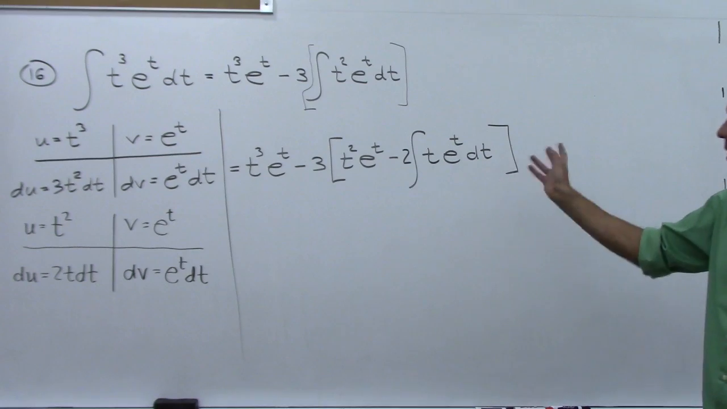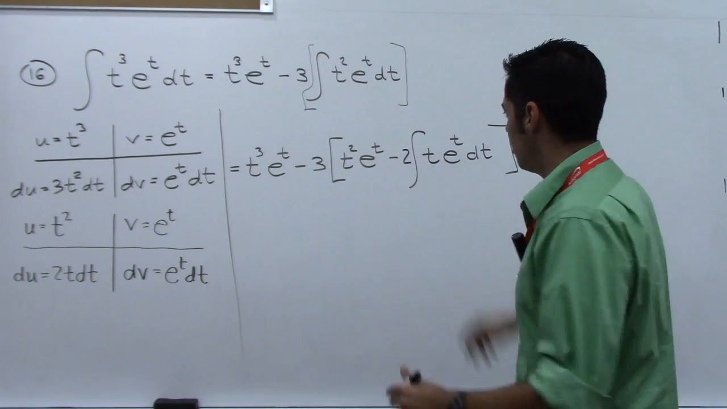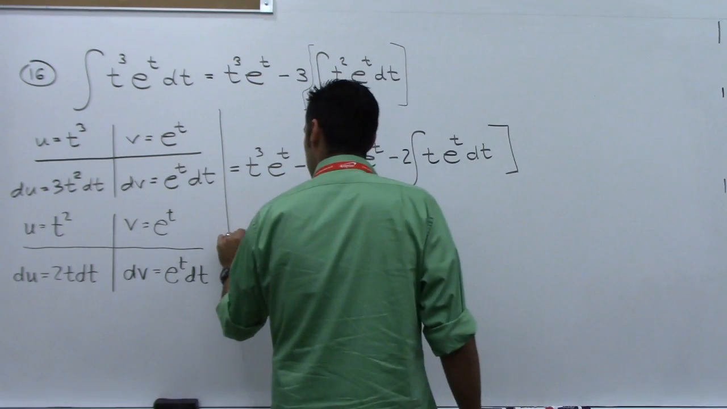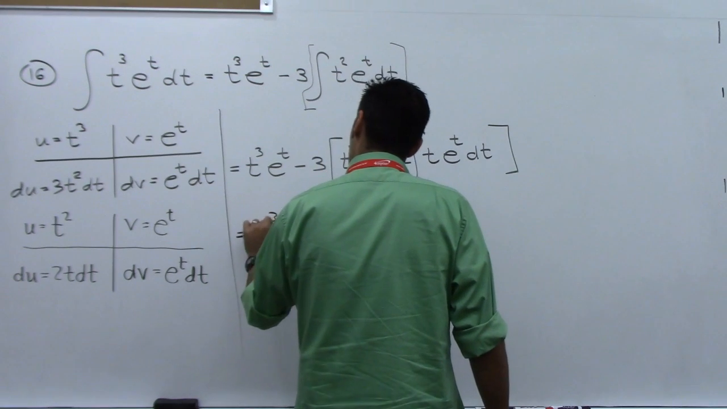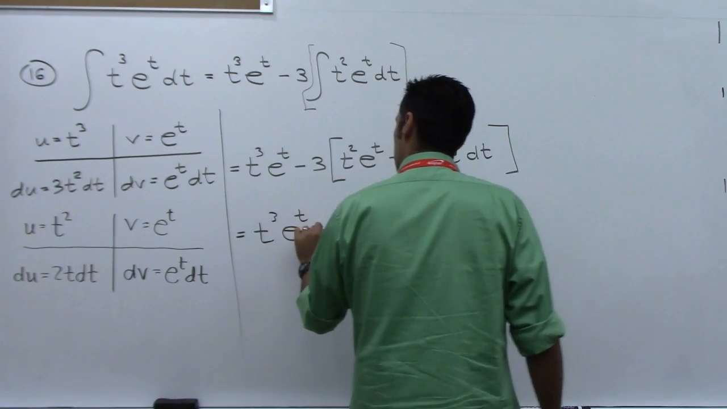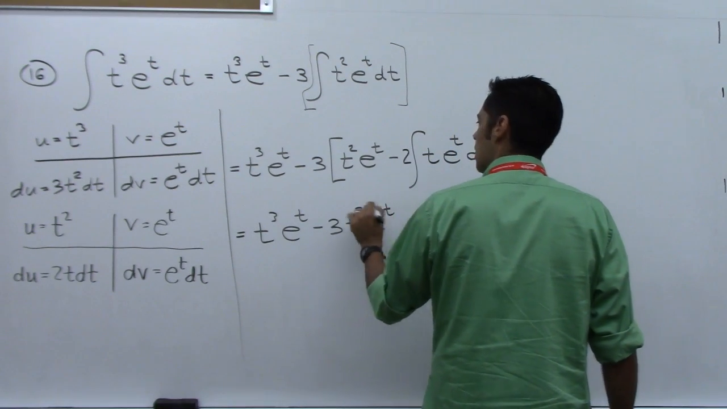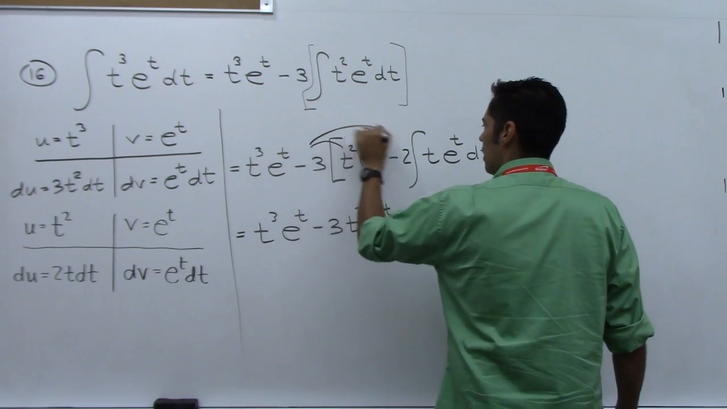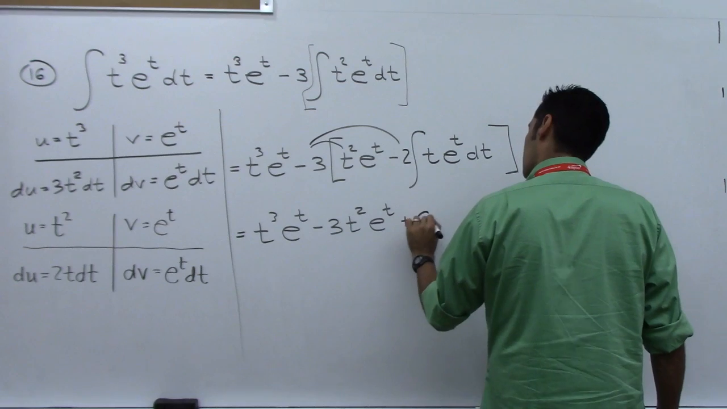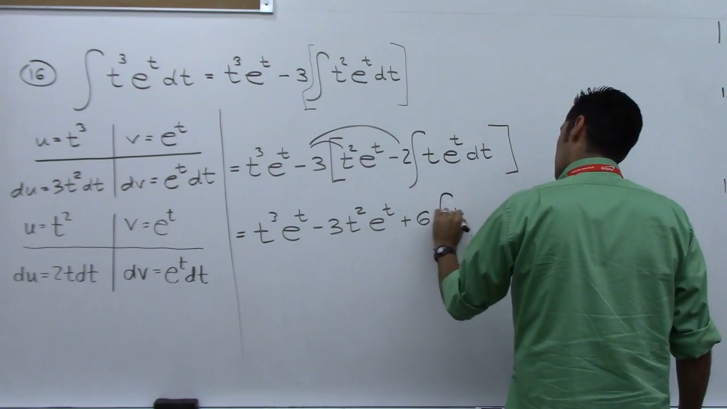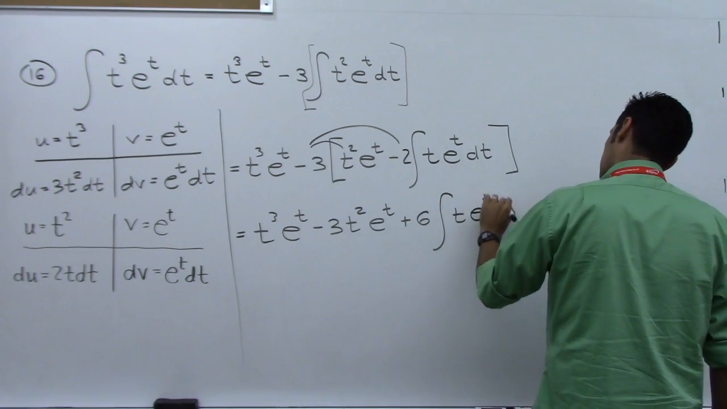And let me go ahead and distribute the negative 3 through so I can get those brackets out of there. T cubed e to the t minus 3t squared e to the t. So that was from here to here. Now here to here I get plus 6 integral t e to the t dt.